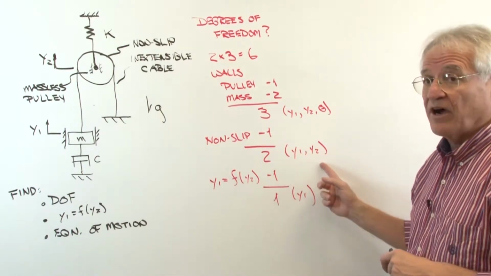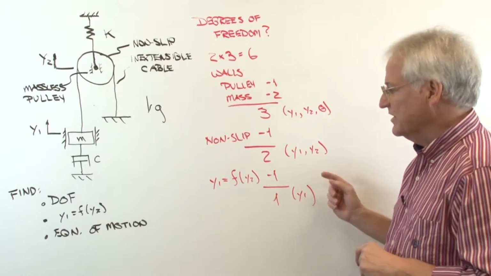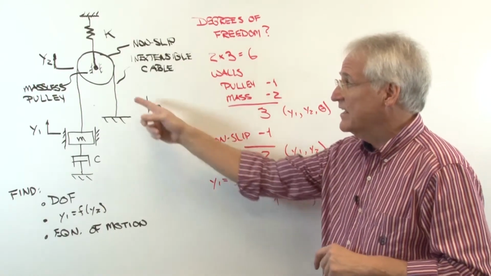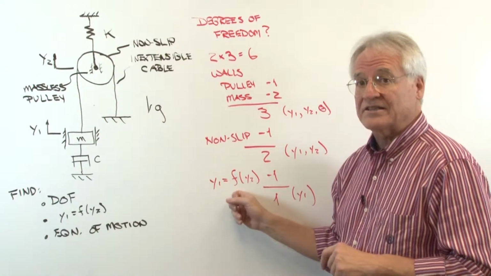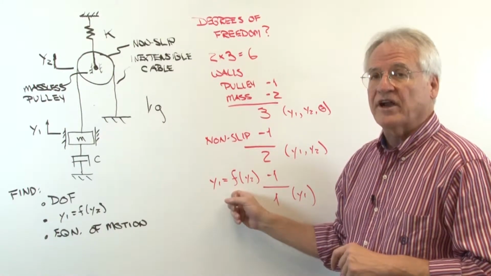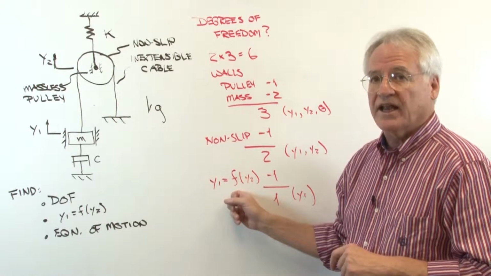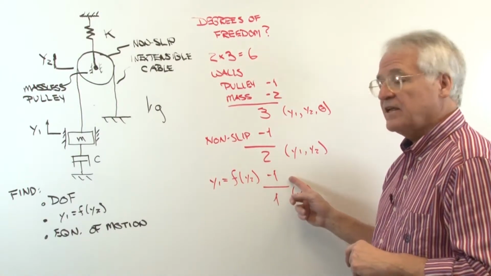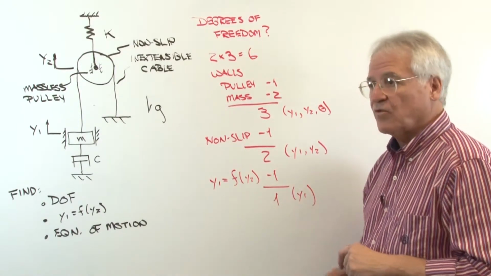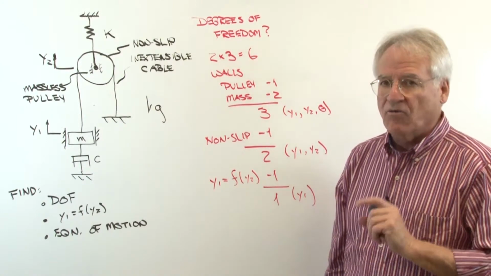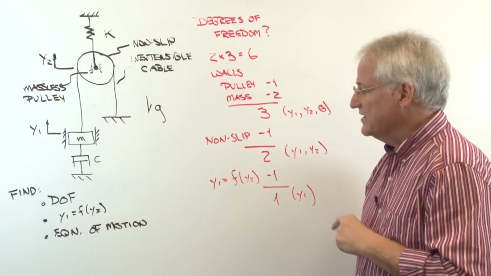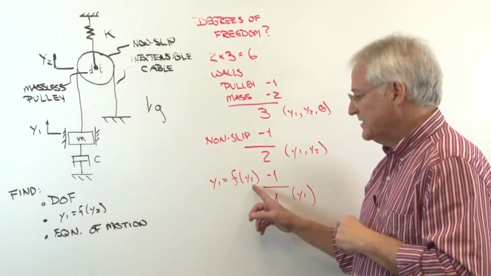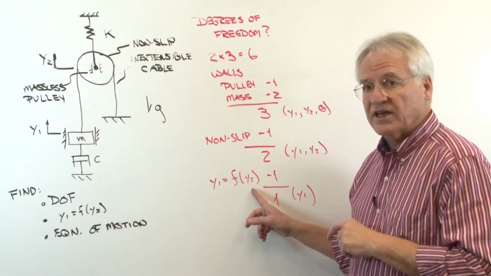So Y1 and Y2 are possible degrees of freedom, and because the cable is inextensible, we can see that there's got to be a kinematic constraint between Y1 and Y2. That eliminates yet another, leaving us with only 1 degree of freedom, Y1. So, number of degrees of freedom are exactly 1. The next task is to find out what this relationship is.